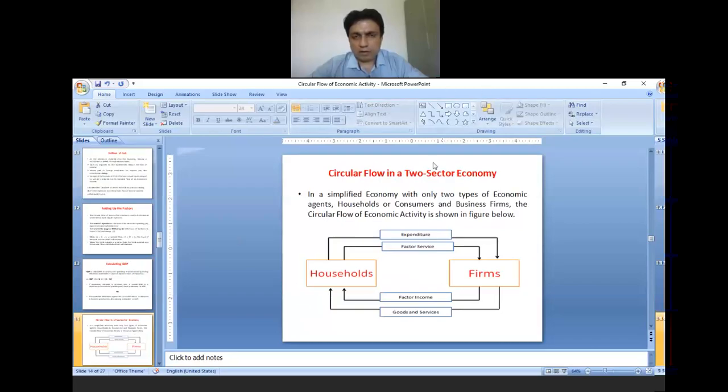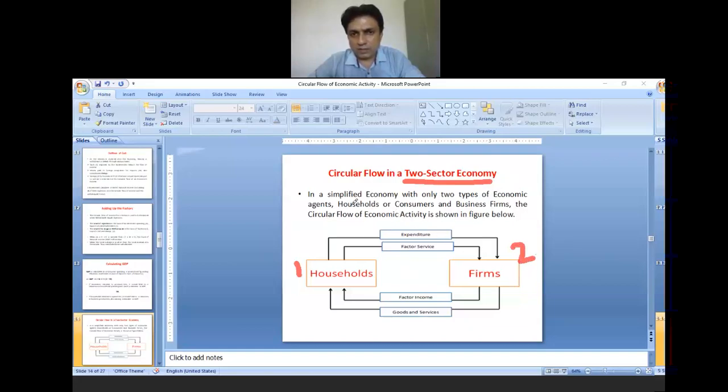Now we are going to discuss important measures, like the circular flow in the two sector economy. We are going to study these sectors: the two sector, then the three sector, and then the four sector economy. As you can see from the diagram, in the two sector economy there are only two components. One is the household, or the consumers, and the second is the firms and the business.